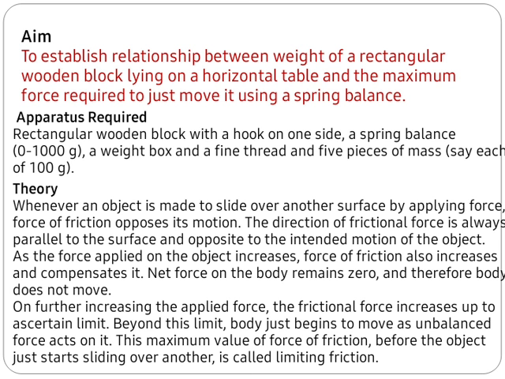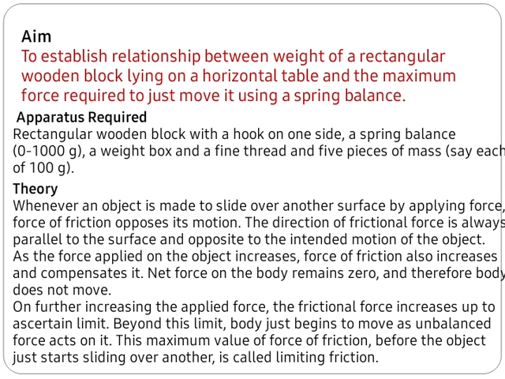Apparatus required are a rectangular wooden block with a hook on one side, and a spring balance in the range of 0 to 1000 gram, which can be used to measure weight up to 1000 gram. A weight box, a fine thread and 5 pieces of mass, each of 100 gram.